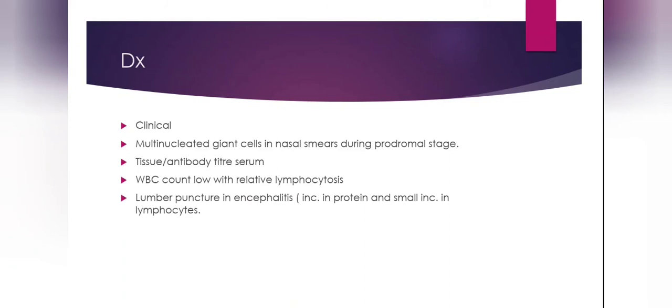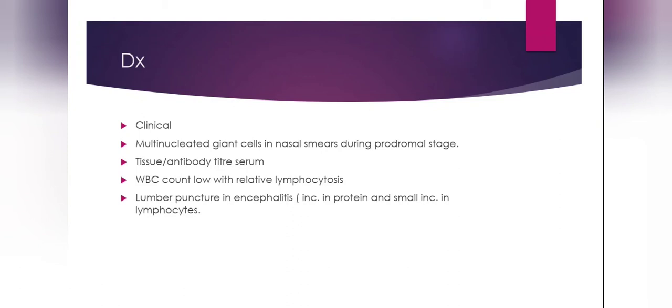So how will we diagnose measles? Measles ko kaise diagnose karna hai? Kaun-kaun se investigations karni hai? First, measles ki diagnosis jo hai, wo clinical hai, from the clinical symptoms. And then you can also find multinucleated giant cells in nasal smears during the prodromal stage, first 3 days. And then you can also do tissue culture or antibody titer from the serum.